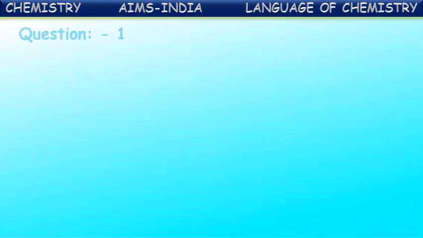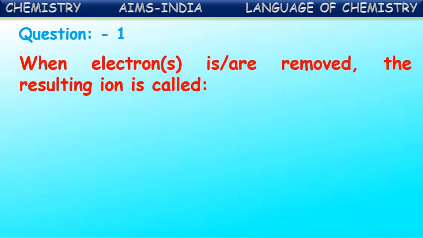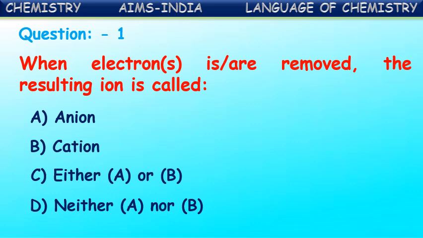Okay, let us do some questions based on today's class. When an electron is removed, the resulting ion is called what? When an electron is removed, what charge does it get? It gets the positive charge. Positive charge means what? Cation. Let's check your answer also.